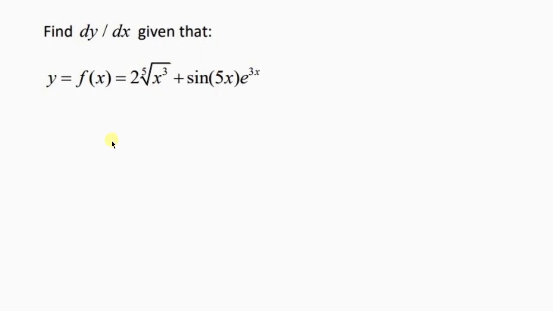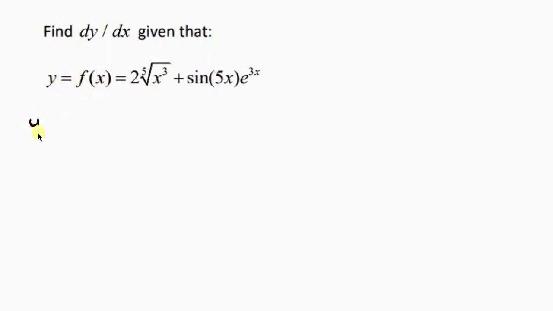I guess we're through. Now, let's see if what we did was correct. We have y equal to f of x equal to 2 times the fifth root of x to the power 3 plus sine 5x times exponential 3x. The question asks us to find the derivative of y with respect to x. I'm going to just write y instead of f of x. They are both the same thing.